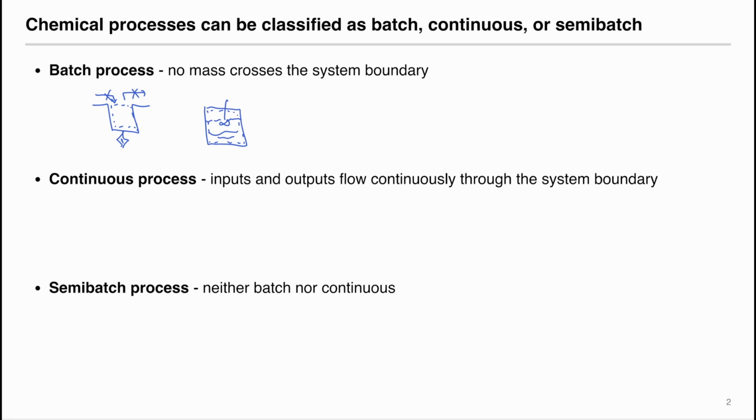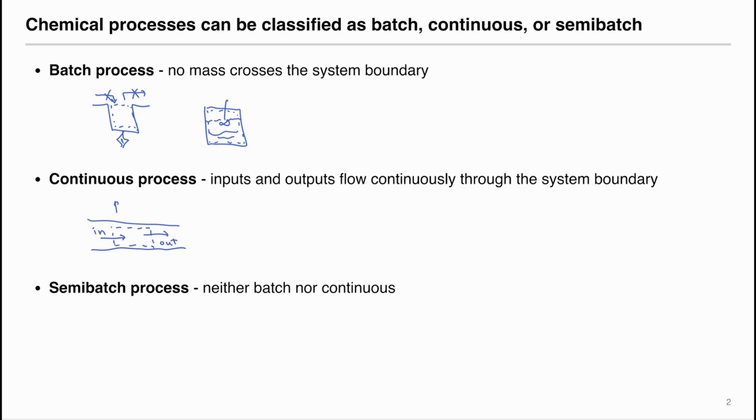Chemical processes can also be continuous processes, where the inputs and outputs flow continuously through the system boundary. For example, if we have a pipe, and we consider the system boundary as part of the pipe, we see that the fluids will flow in and fluids will flow out. There is an in and out across the system boundary.